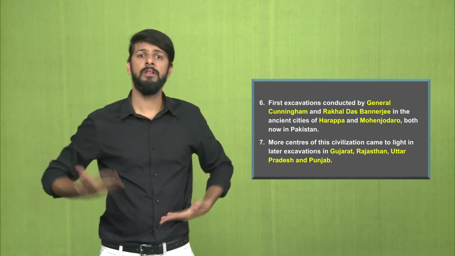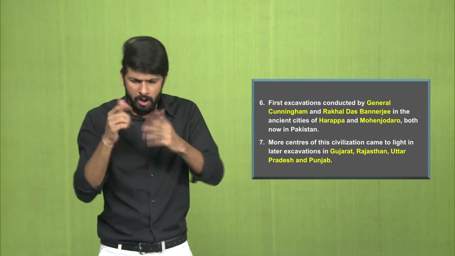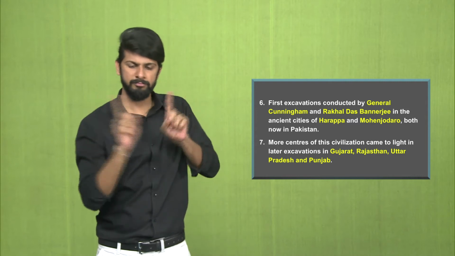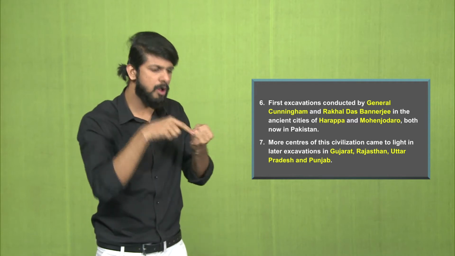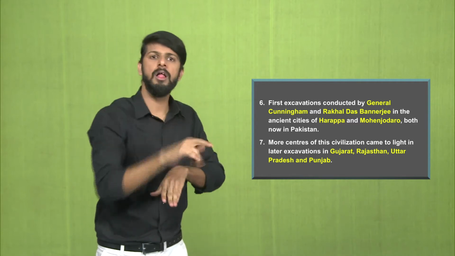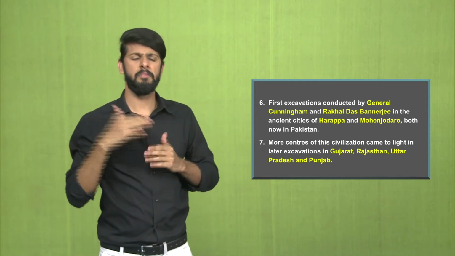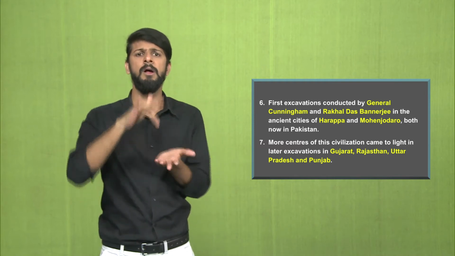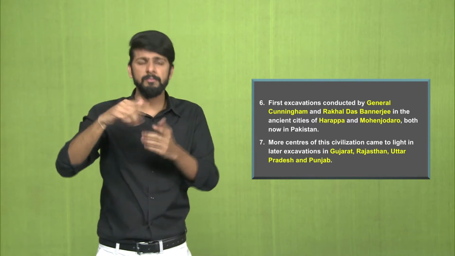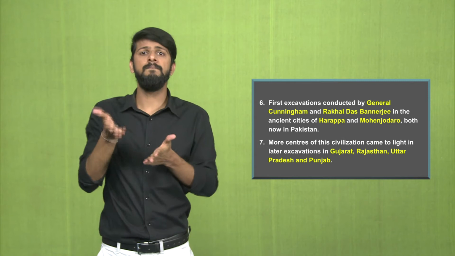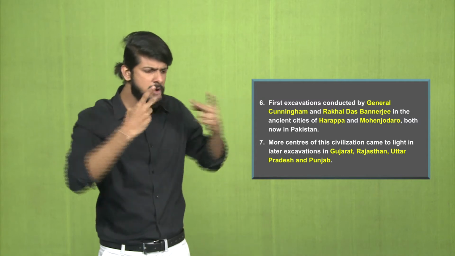So perhaps the general and Rakhal Das had their own background of excavation archaeology. They, along with their team, visited Harappa and Mohenjo-daro, and upon excavation, the lost city was found, both now in Pakistan. Through the years, with more and more excavation, more centers of the Indus Valley civilization came to light in the now states of Gujarat, Rajasthan, Uttar Pradesh and Punjab.